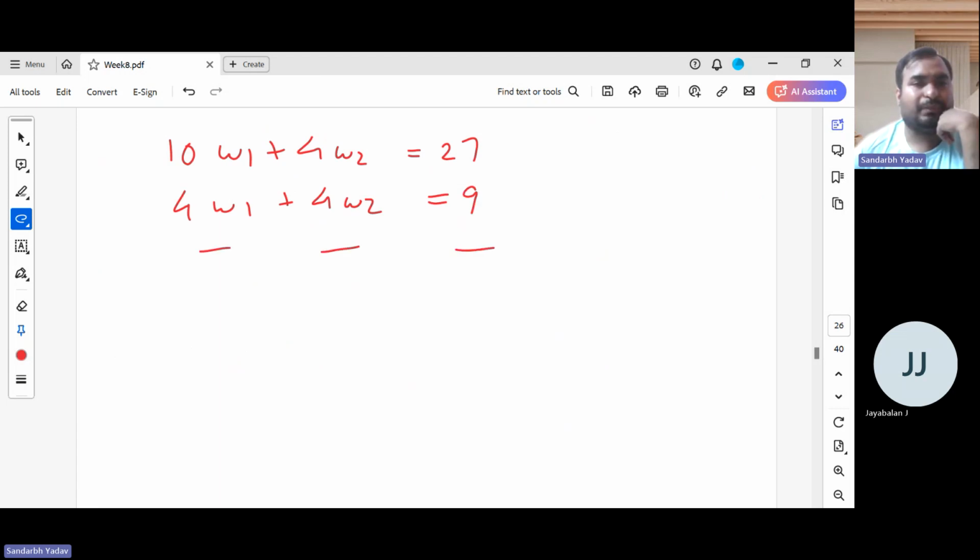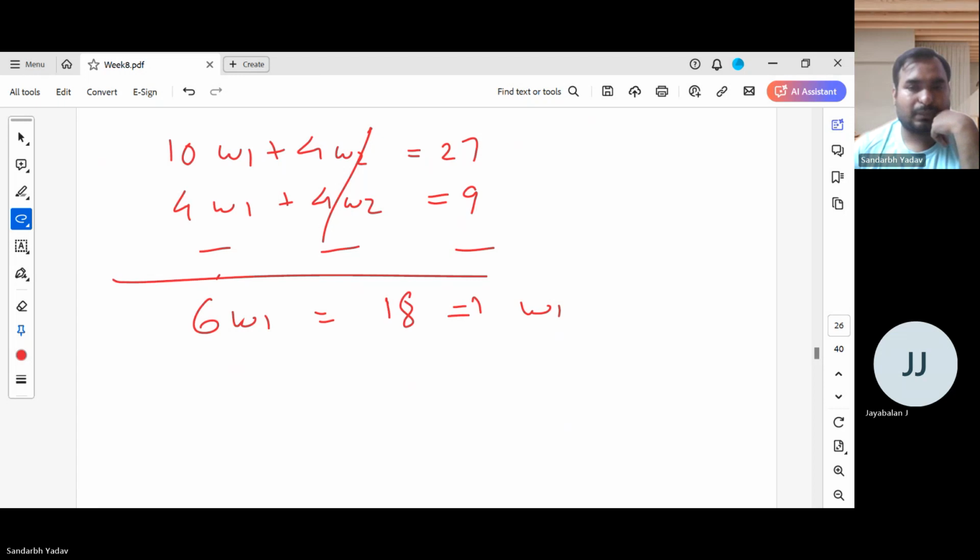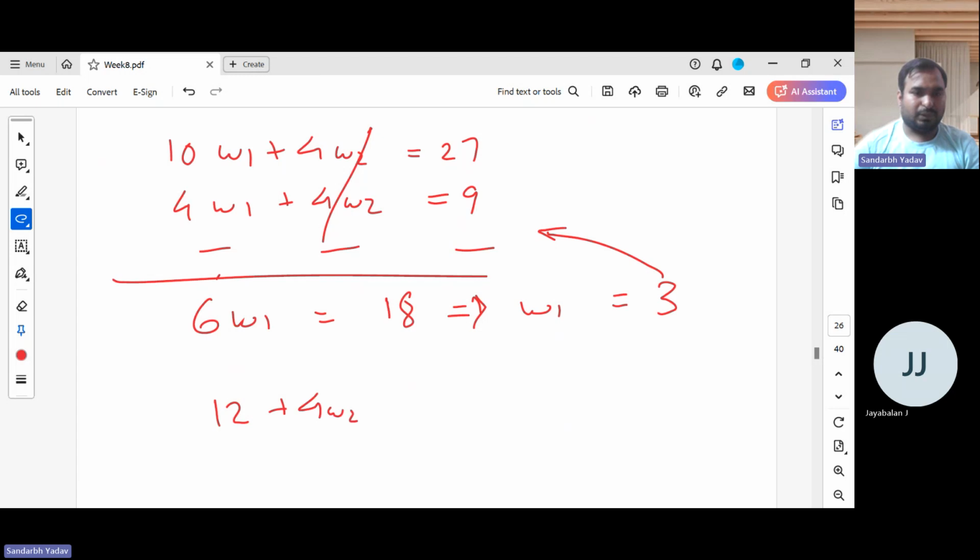So you solve them. Simply subtract, and this will get cancelled. 6 W1 is equal to 18, which implies W1 is equal to 18 by 6, so we have 3. You can put this value here, and it's essentially 12 plus 4 W2 is equal to 9. So 4 W2 is equal to minus 3, and W2 is equal to minus 3 by 4.